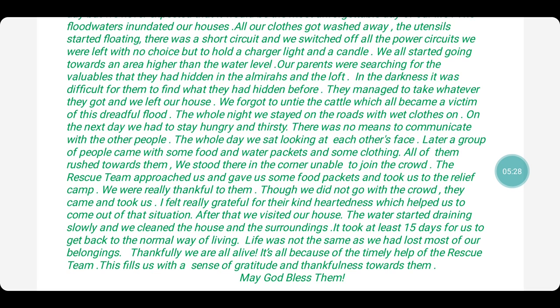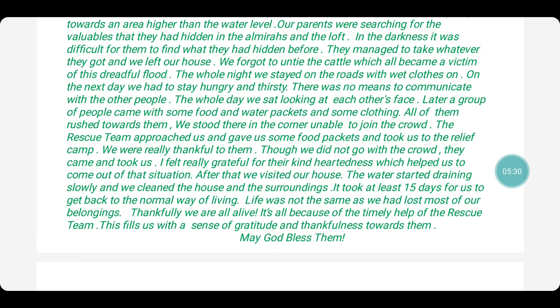Now, here we see that all the strong people rushed, but these people are the victims. When we are imagining ourselves as the victim, well, now I am unable to go, because maybe the person is the very shy type, not used to this type of experience. So this person and his family, that is how the description goes. We stood there in the corner, unable to join the crowd.